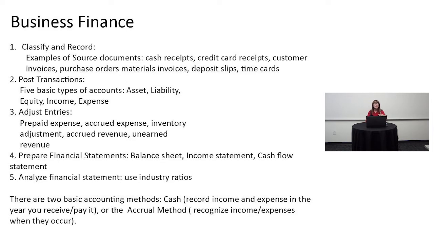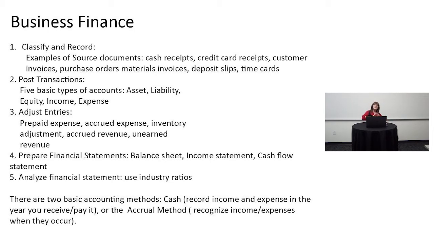Number 4, prepare financial statements. We're going to get a balance sheet, an income statement, which is sometimes referred to as a profit and loss statement, and a cash flow statement will be the 3 kinds of financial statements that you will regularly want to review in your company. Number 5, you're going to analyze the financial statements using industry ratios.